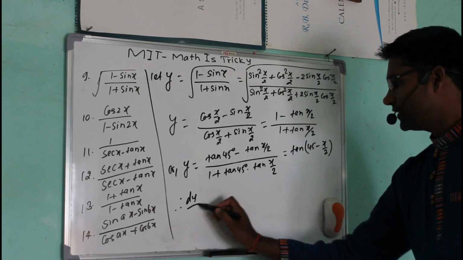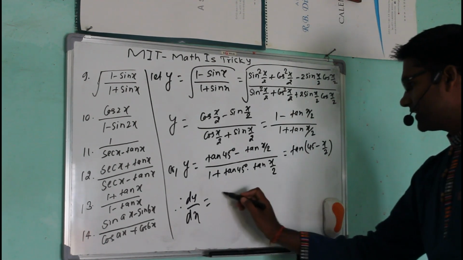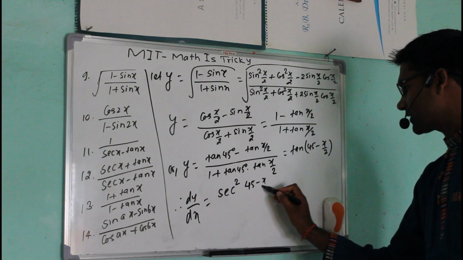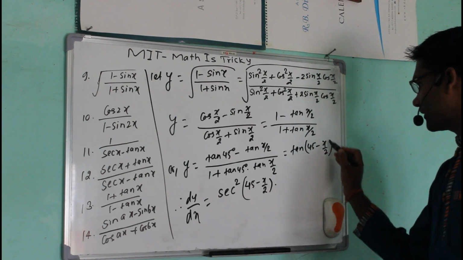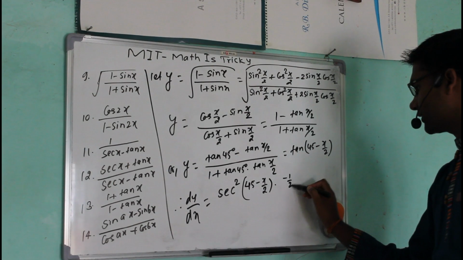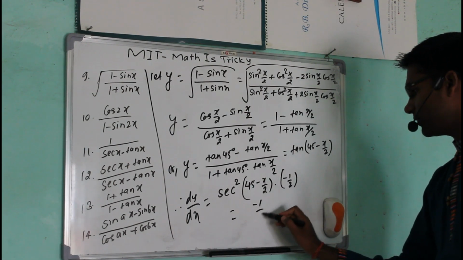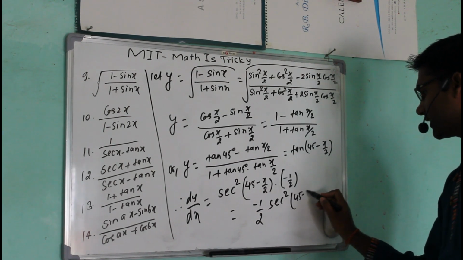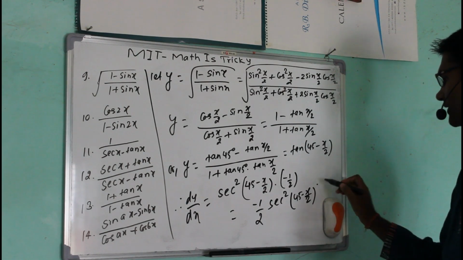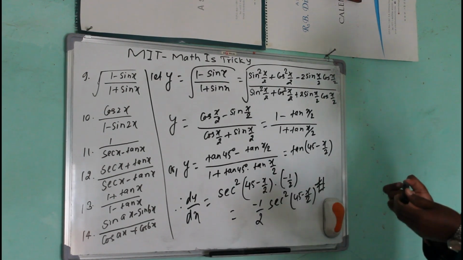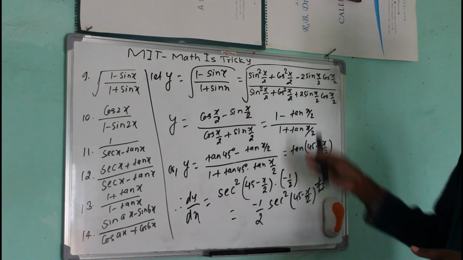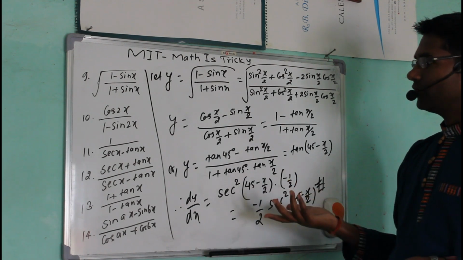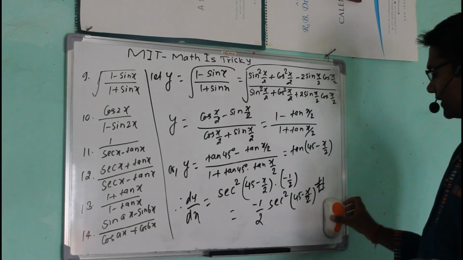So dy by dx will be how much? Derivative of tan is sec square (45 minus x by 2), and derivative of this angle will be minus 1 by 2. So answer will be minus 1 by 2 sec square (45 minus x by 2). That's your answer. Okay, this can also be solved in a different way. You can rationalize here and get another form of answer. That's also right. This is the one method I have shared.